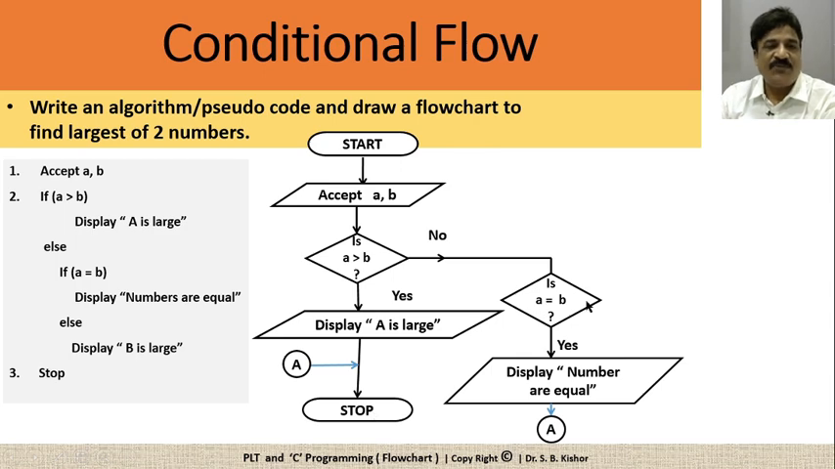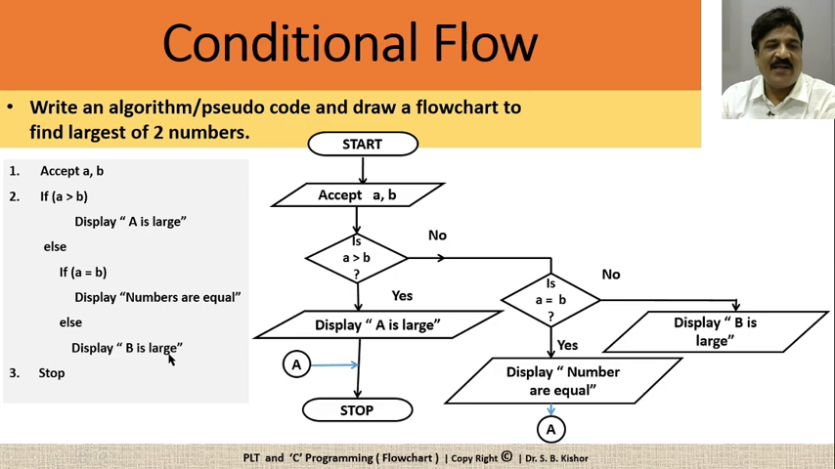Now if this condition is false, then what? B is large and then again stop. So again a connector with what? A part only. Now instead of writing a separate link, you can also write here A and B, and then again you can show here A and B. Since our destination is the same, you can use only a single connector for the same purpose.